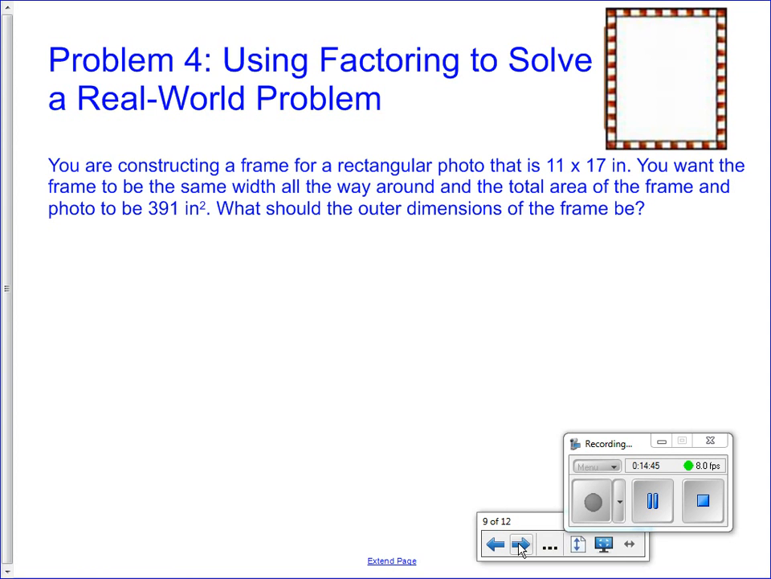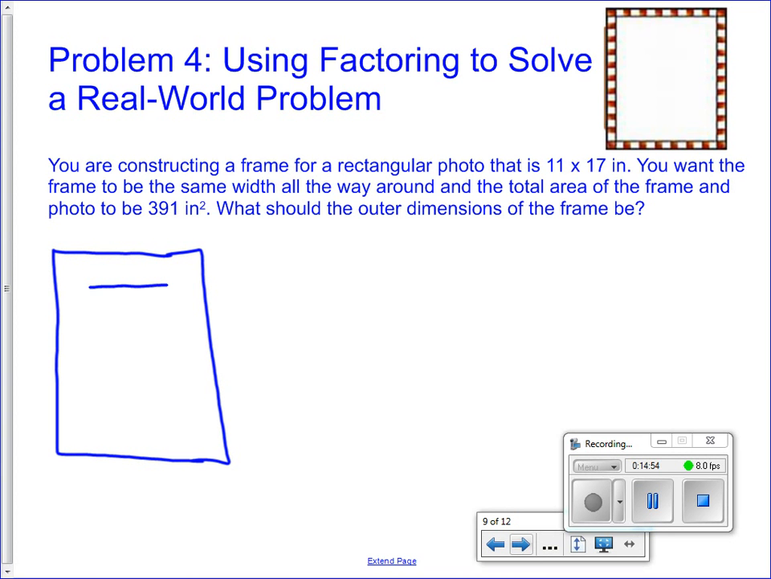All right, I'm going to redraw my little picture. I have a frame that I want to put around a picture, and the picture is 11 going this way, and 17. Plus I want to put a frame the same width all the way around. So I'm going to call my width x, and it's going to be x on all sides. Plus, I want the total area of the frame to be 391 square inches.